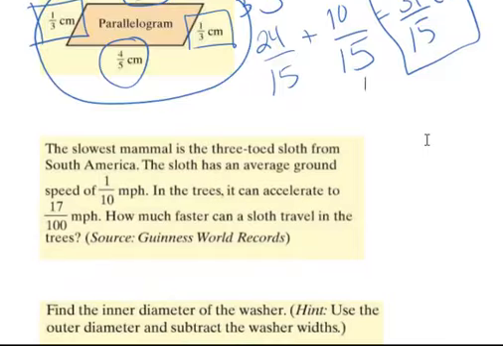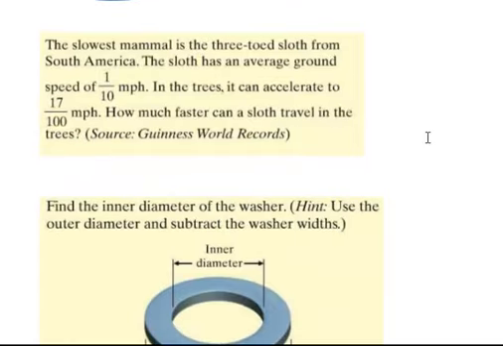Okay, the next problem I have here says the slowest mammal is a three-toed sloth from South America. The sloth has an average ground speed of 1/10 miles per hour. In trees, it can accelerate to 17/100 miles per hour. How much faster can the sloth travel in the trees?